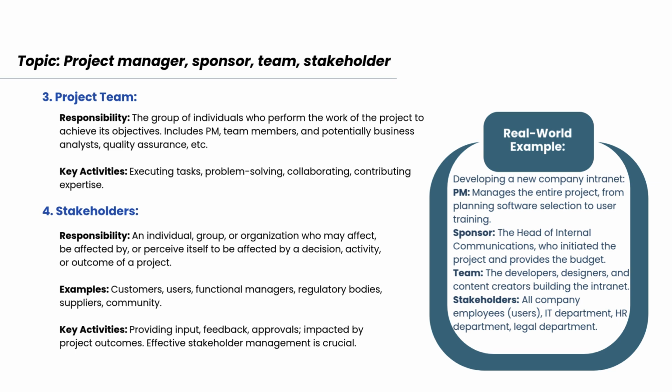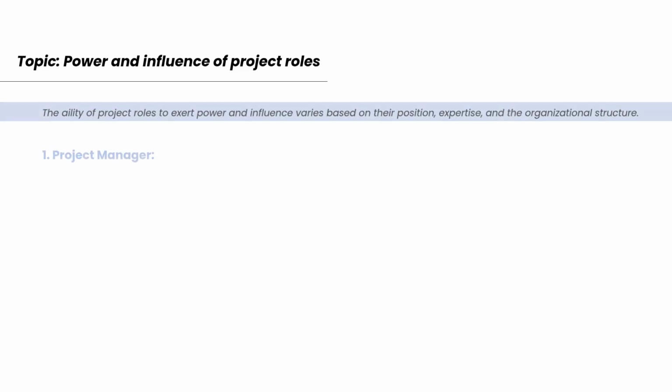Fourth, stakeholders. Stakeholders are individuals or groups who are affected by the project or can influence its outcome. Examples: customers, users, functional managers, regulators, suppliers, community groups. Key activities: providing input and feedback, approving deliverables, being impacted by the results of the project. Effective stakeholder management is critical to ensure the project meets expectations and avoids resistance or conflict.